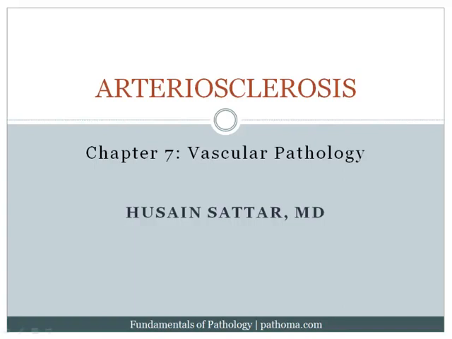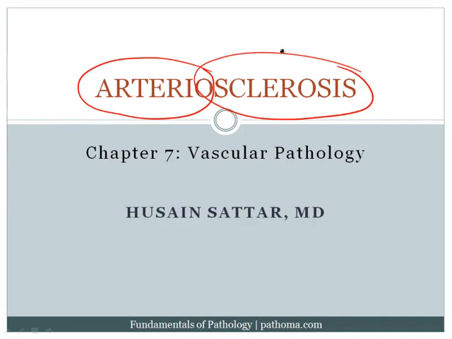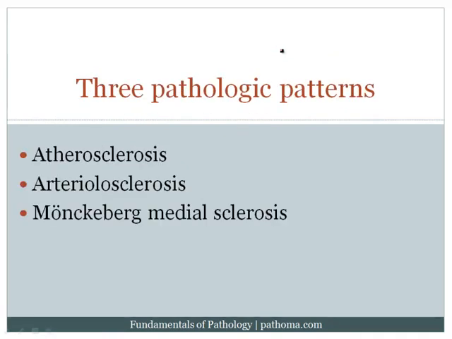Okay, next section, arteriosclerosis. Arterio means arteries, and sclerosis means hardening. And so in this particular set of disorders, what happens is we get hardening of the arterial wall. Now this basically occurs due to thickening of the blood vessel wall, and there are three pathologic patterns.